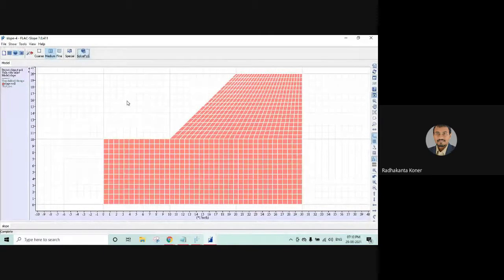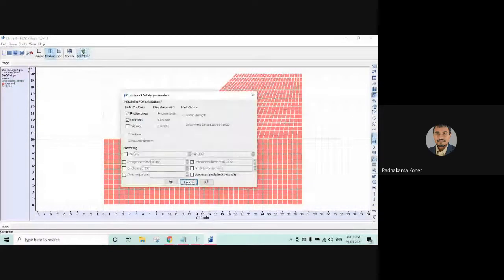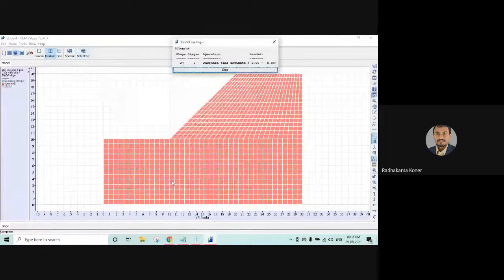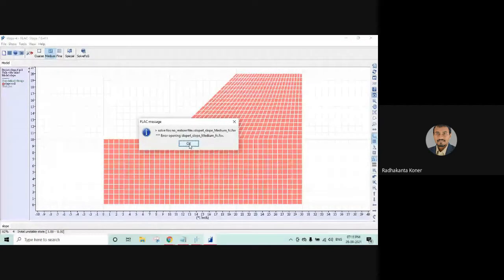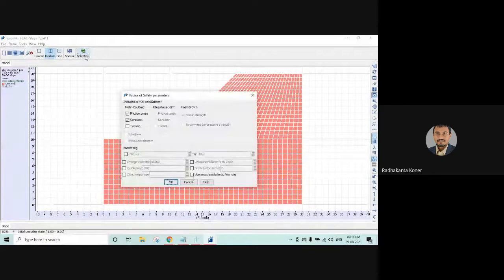Okay. So here in this factor of safety calculation, you see here we have stopped. Then go to solve. You see here there is a friction angle and the cohesion, and this will be calculated based on the SSR technique. You click OK.